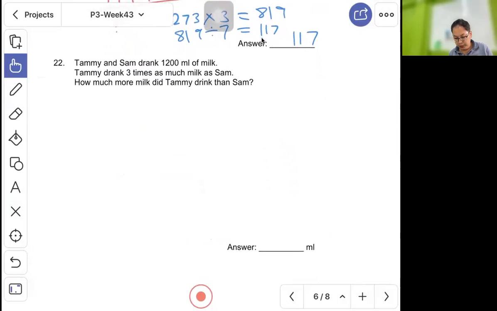117. Question 22. So Tammy and Sam drank 1,200 milliliters of milk. Tammy drank 3 times as much milk as Sam. How much more milk did Tammy drink than Sam?